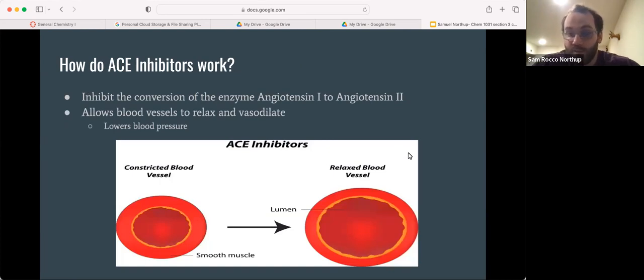So how do ACE inhibitors work? They inhibit the conversion of angiotensin 1 to angiotensin 2. This allows blood vessels to relax and vasodilate, which will lower blood pressure. I have a picture down here of what a constricted blood vessel looks like versus a relaxed blood vessel. As you can see, the lumen, or opening, in the relaxed blood vessel is much wider, allowing for more blood flow, which will lower the workload on the heart.